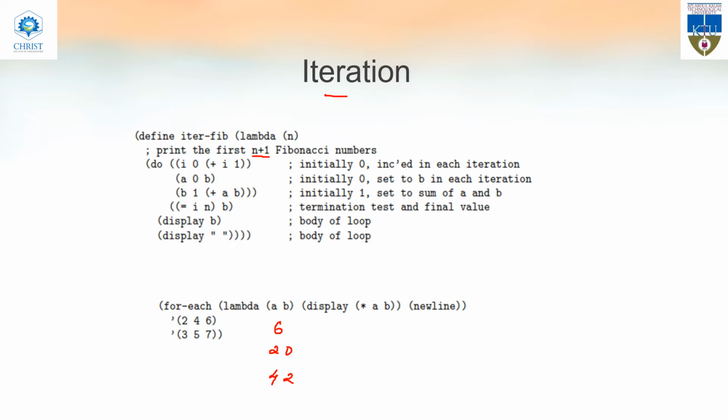So these are the three things which involve side effects in Scheme. Don't forget: the first one is assignment, the second one is begin, and the third one is iteration. Thank you.